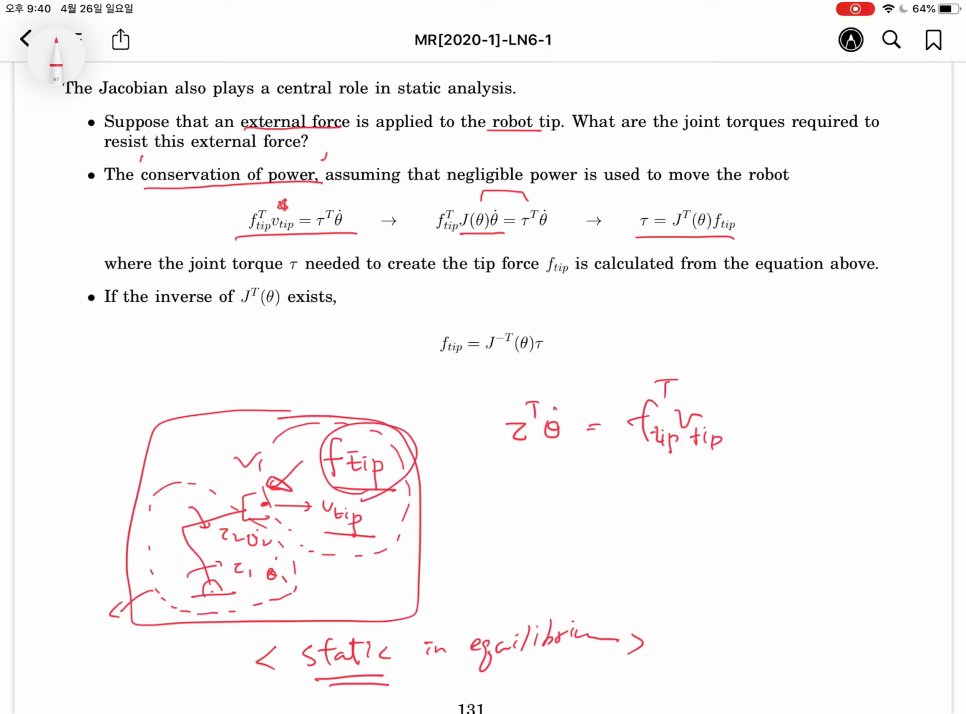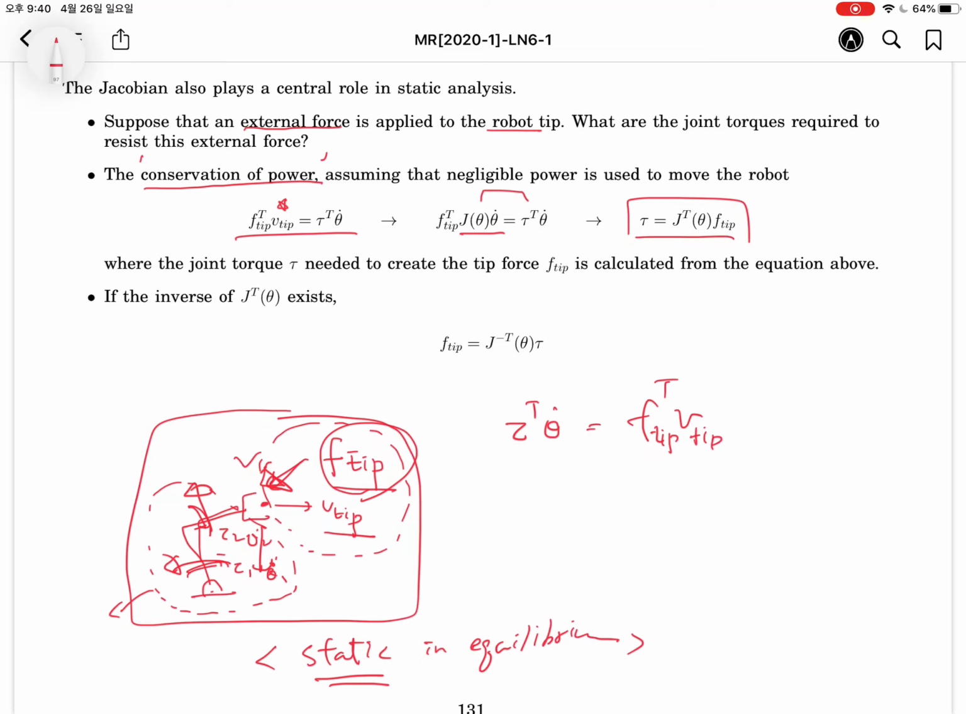So when the robot has the external force F tip, at that time tau 1 and tau 2 are required to maintain the static posture. On the other hand, let's assume that gravity is applied. In order to maintain the posture of the robot system, the gravitational torque should be applied to the electric motor. That can be calculated using this kind of concept. Maybe it will be very useful.